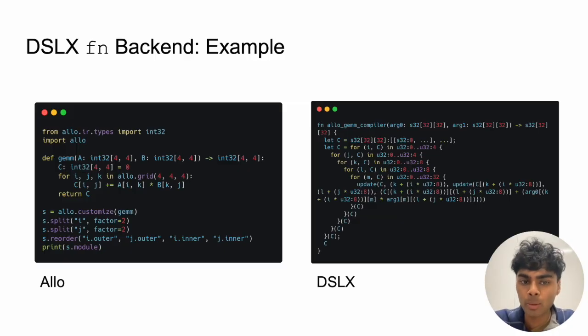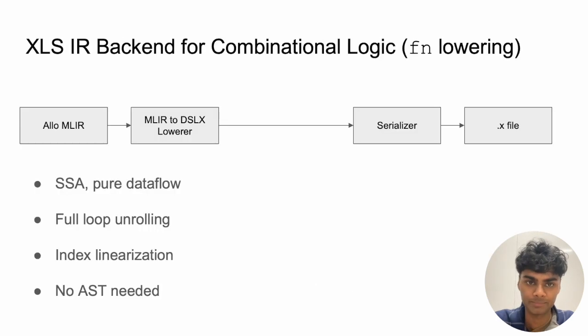Here's an example of a 4x4 matrix multiply in Allo that is customized to split the inner and outer loop in half and then reorder them. As one can see, this is faithfully carried out by the backend, generating the DSLX on the right. You can see the use of functional loops and updates to express what was done with imperative mutation in Allo.